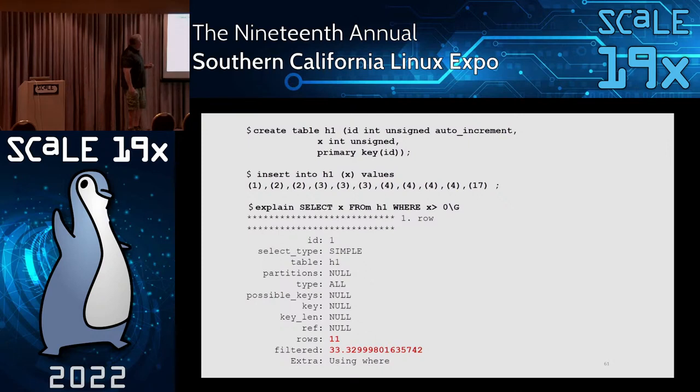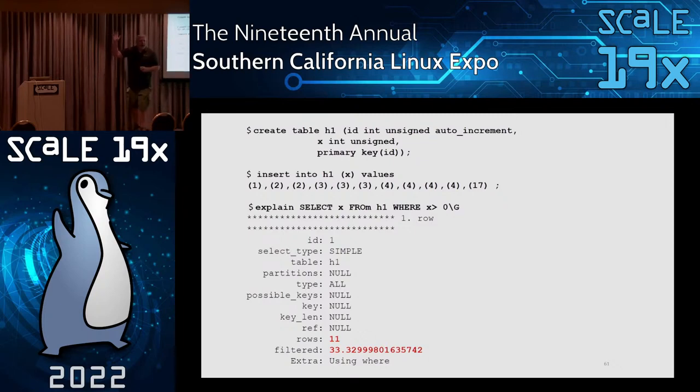And if we do a select star from H1 where all the values of X are greater than 0, and by the way, big hint, they're all greater than 0. When we run explain on that, the optimizer comes back and tells us, well, I'm going to have to read 11 rows, and I know there's 11 rows, and I'm going to have to read a third of them to get the information for X is greater than 0.